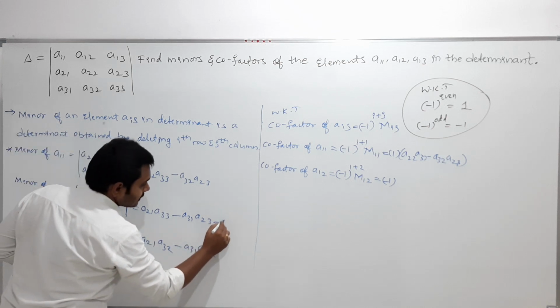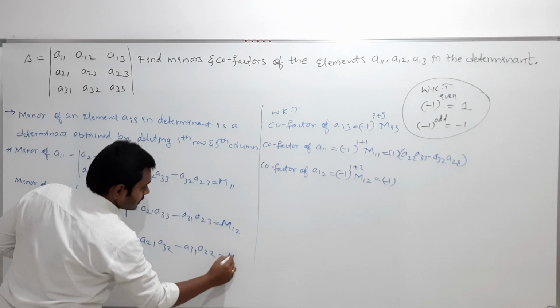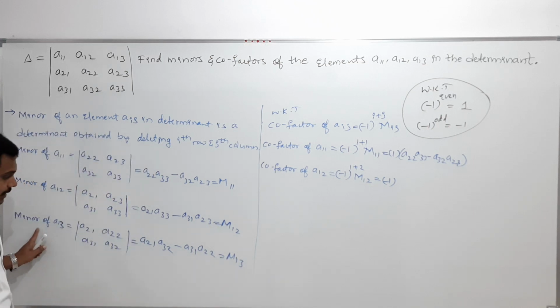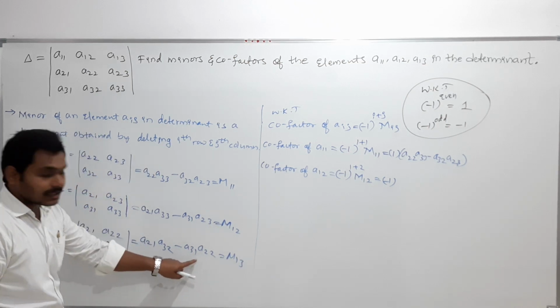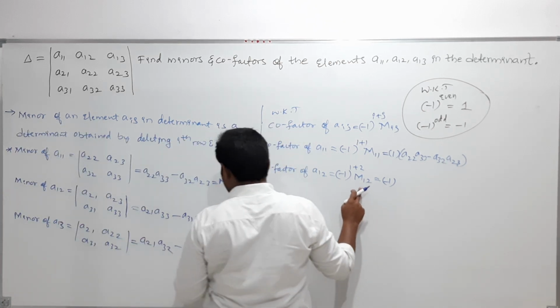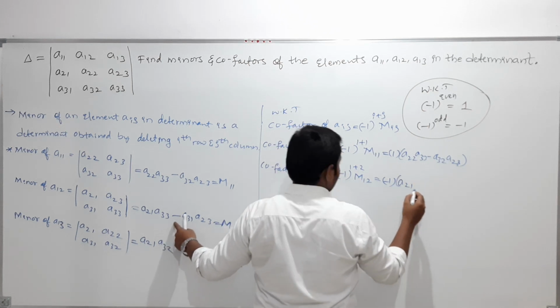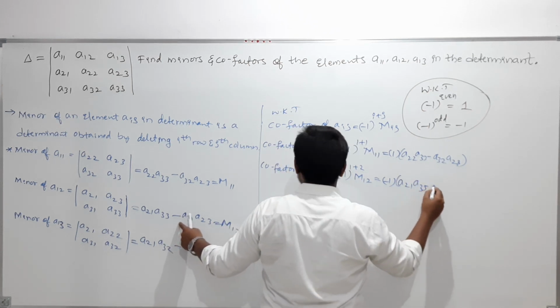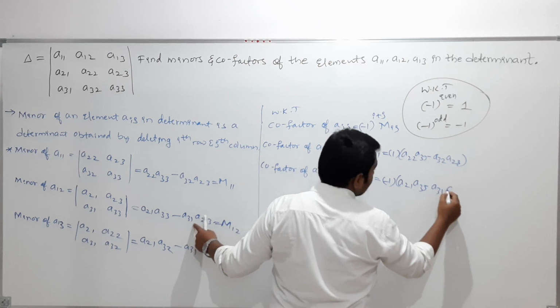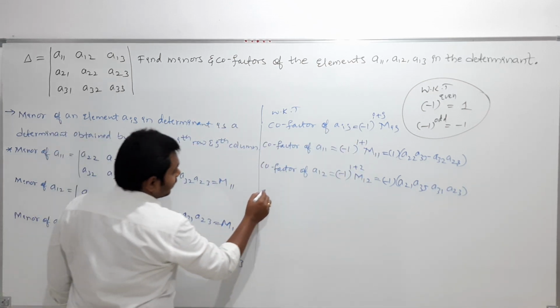This is M12, this is M11, this is M13. The minor of A13 is nothing but M13. So what is M12, my dear students? M12 is A21 A33 minus A31 A23. Clear?